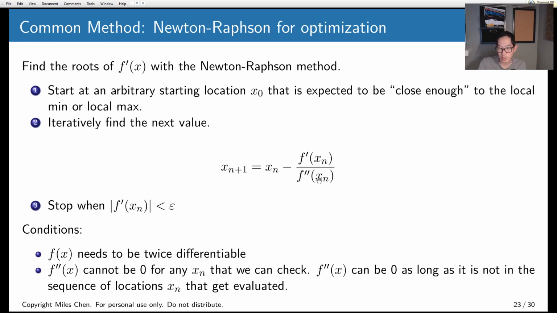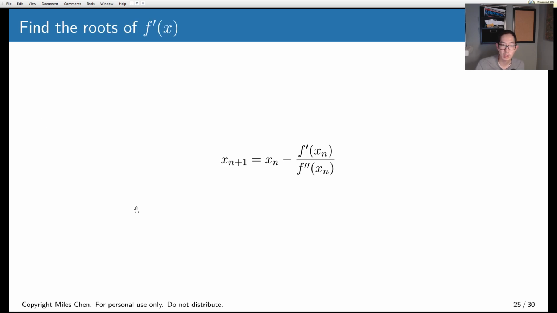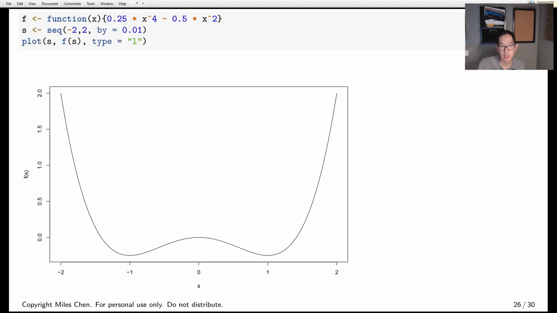Now the second derivative is allowed to be 0 as long as it is not 0 for one of the locations that we check kind of in our iterations. So that's how it can go. So for example, let's say here is the function that we want to find a min or max of, okay? So my first derivative is going to be x cubed minus x, and the second derivative is 3x squared minus 1. So I'm going to just start off at some kind of arbitrary location, all right?